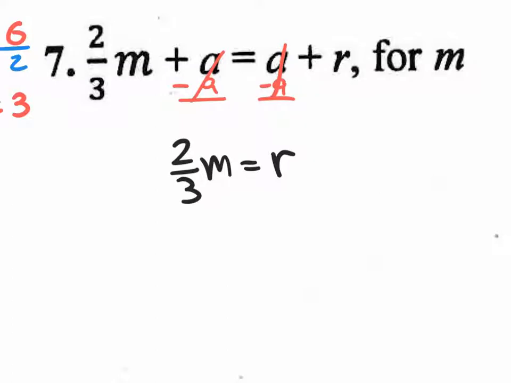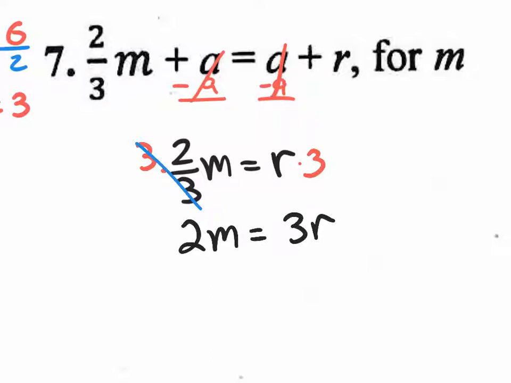Now we need to solve for m. So here's m, and it's a fraction. So if you're confused with that fraction, simply multiply both sides by 3. That way the fraction disappears, and you will have just a 2m equaling 3r. 3 times r is 3r.